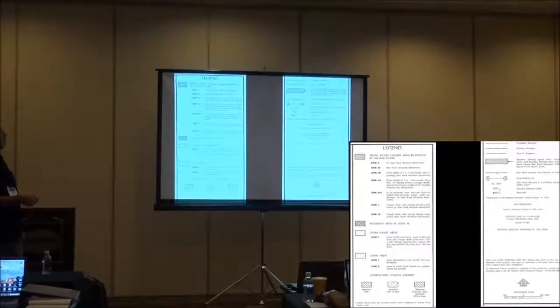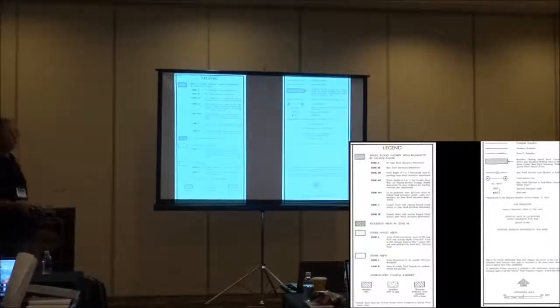And there's our elevation benchmark, there's our river mile, there's our effective date of revisions. And something very important, the scale.